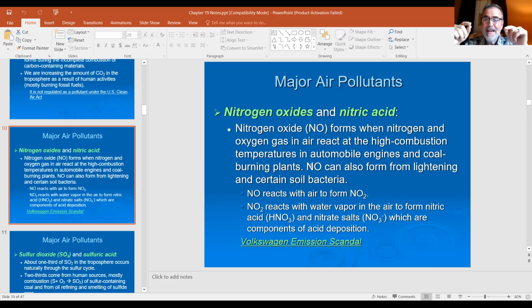Well, remember, as these explosions are going on, it gets very hot inside the car. Now, at those temperatures, the nitrogen and oxygen that naturally occur in the air join together, and that starts this process. They form nitrogen oxide, NO, and then that goes out the exhaust.